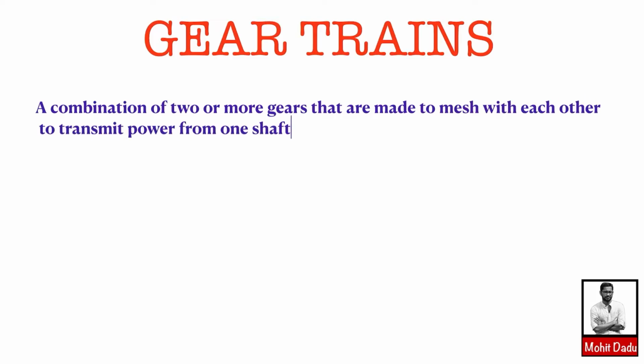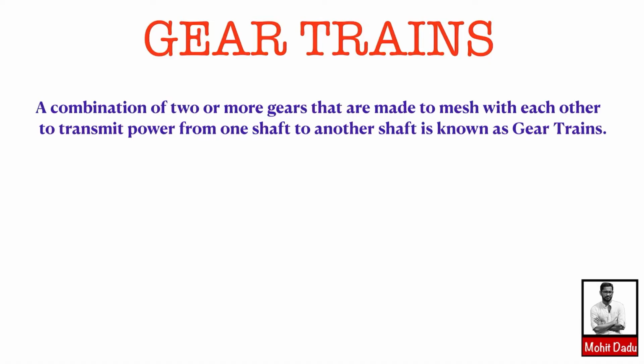Hello everyone, in this video we'll be studying the classification of gear trains, and also discussing in detail the simple gear trains. So what are gear trains? Gear trains are simply a combination of two or more gears that are made to mesh with each other to transmit power from one shaft to another, and these are known as gear trains.